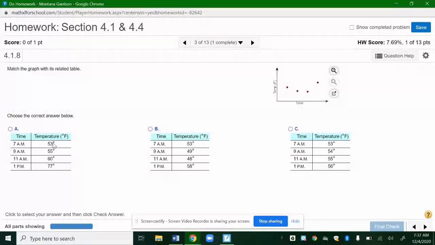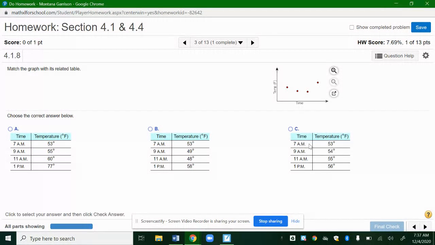So 53 to 55, that's going up already. Then it goes up and goes up. So A can't be right because that would be all increasing. B here, from 53 to 49, that's dropping quite a bit. 49 to 48, dropping a little bit less. 48 to 58, jumping way up. That seems to match pretty good. Decreasing, decreasing less, and jumping way up.